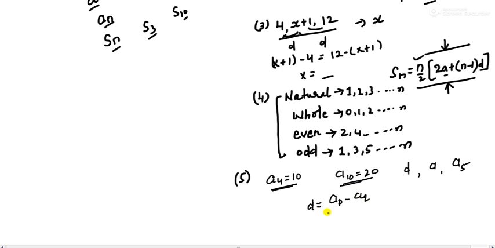Where AP is the bigger term, A10, so it is 20, AQ is A4, which means it is 10, and P and Q are the term numbers, like 10 minus 4, you will get D. If you know D and if you know any one term, you can easily find the first term as well as the fifth term. So AP totally depends upon A and D. If you know these two things, any question can be solved.